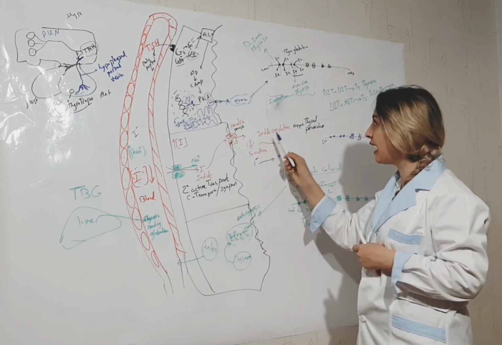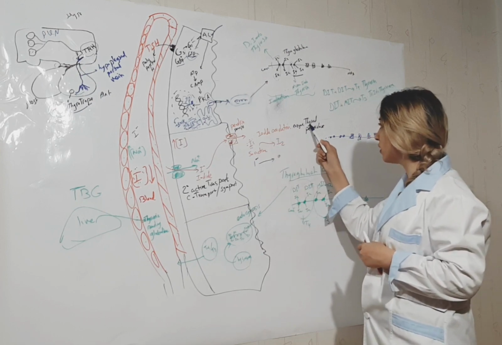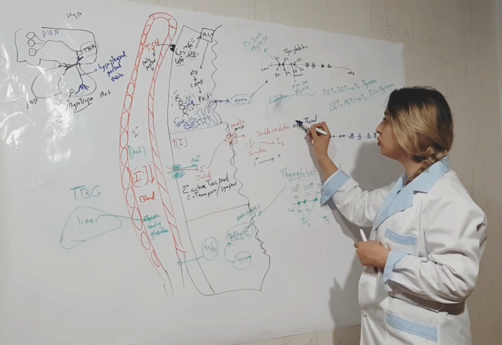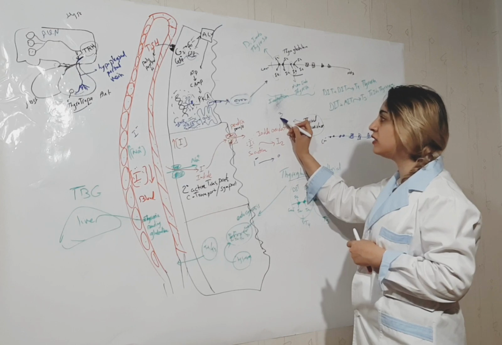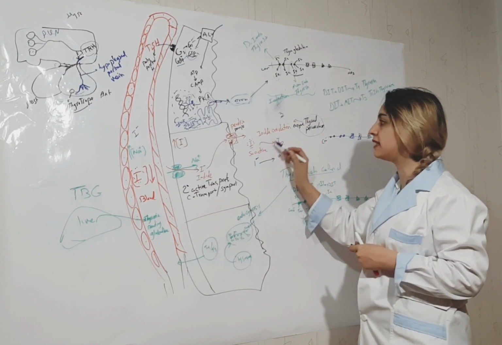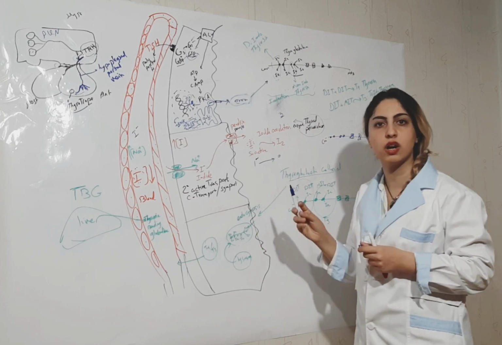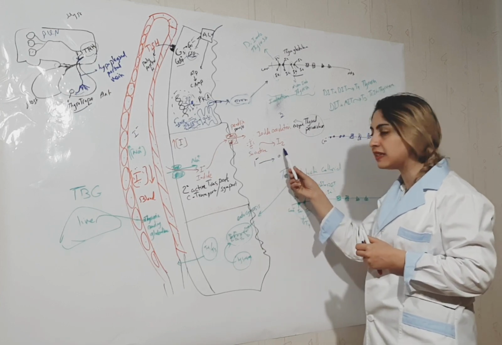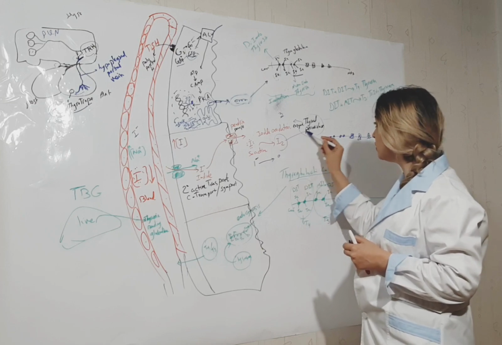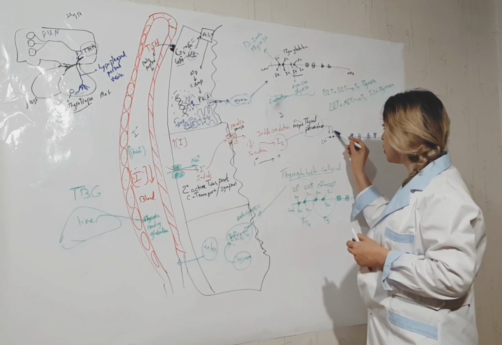So another enzyme is in here, which is called thyroid peroxidase. This thyroid peroxidase does 3 jobs. One of its jobs is iodide oxidation. It means that it will change the iodide to iodine and make it inactive, and then it will bind the iodine to these amino acids in here.